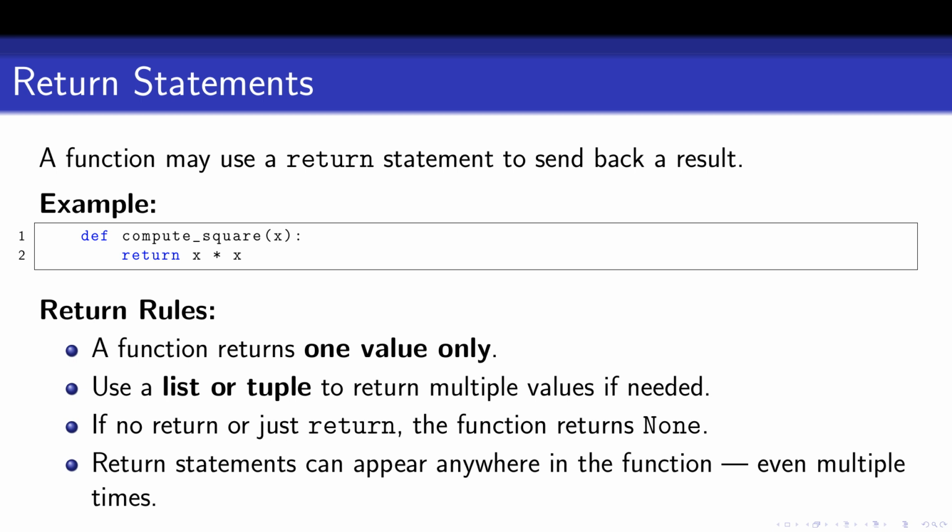If a function has no return statement, or if you use just return with no value, the function returns None by default. Python also allows multiple return statements in the same function, letting you exit early based on conditions. This ability to return values makes functions extremely powerful, allowing them to behave like building blocks in larger expressions or data processing pipelines.